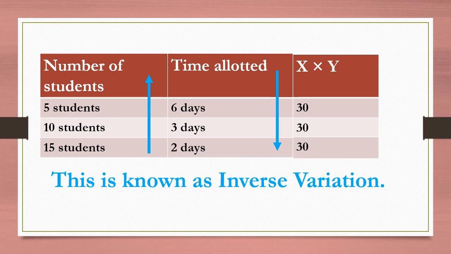So children, try to understand that in case of inverse variation, if X is increasing, you will see that Y will be decreasing. And if the quantities are multiplied together, then you will get constant results. If X is multiplied by its corresponding Y, you will get constant results in every case. So this is known as inverse variation.